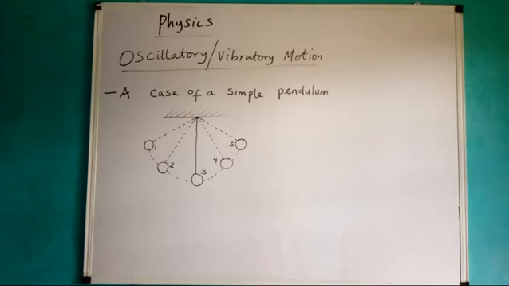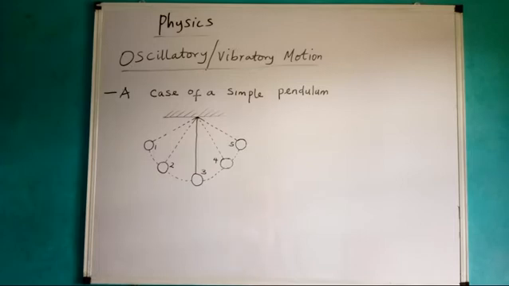Now we want to move forward and discuss another aspect, which is oscillatory or vibratory motion. Let us look at a case of a simple pendulum. You can see that when you have a pendulum, its movement exhibits oscillatory or vibratory motion. Please don't forget, it exhibits oscillatory or vibratory motion.